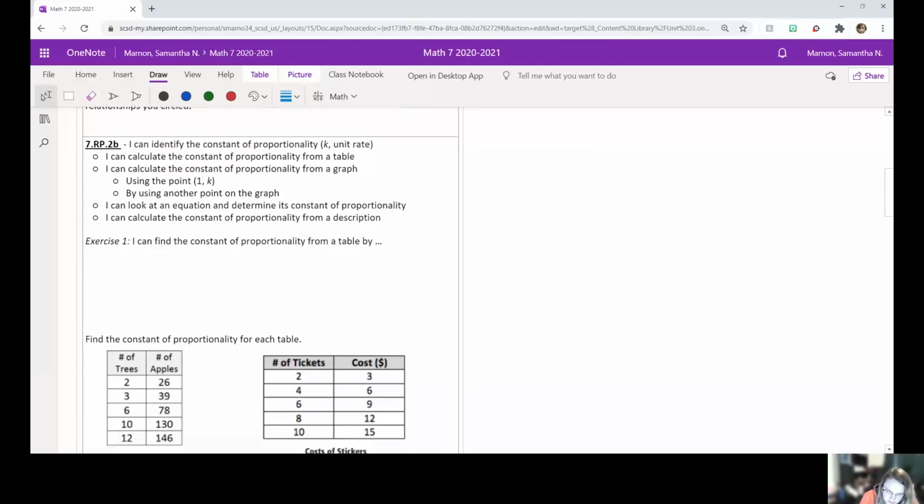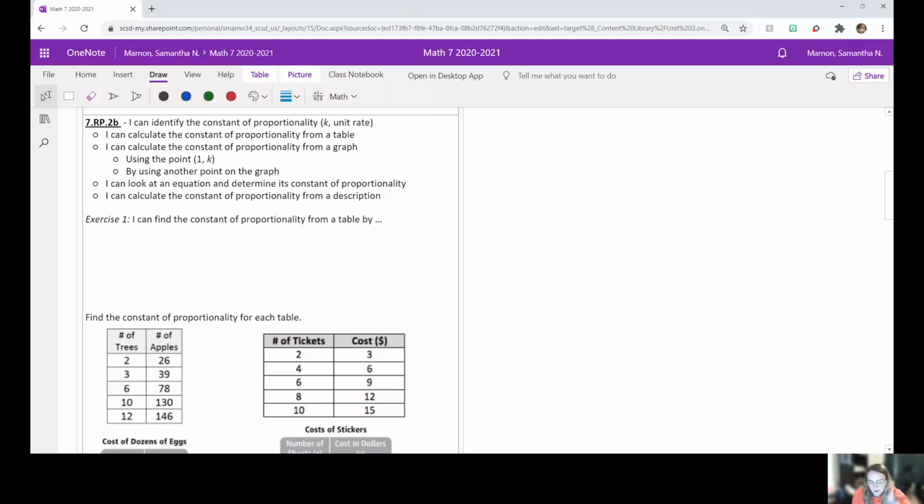So now let's work on 7 RP2B. So I can identify the constant of proportionality, or you can call it k, or you can call it the unit rate. It's the same number, no matter what it gets called. And so that's broken down into a couple different things: from a table, from a graph, from an equation, and from a description. So we can find the constant of proportionality from a table by, take a minute, see if you can fill this in. So pause the video, fill in this first exercise question.